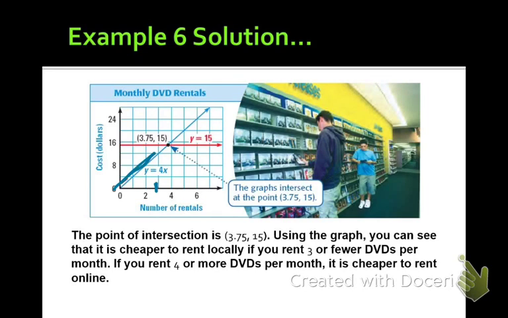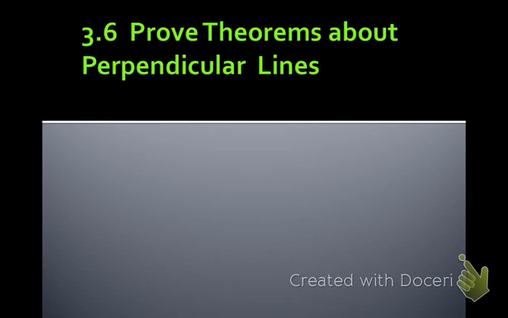This is the store cost. It's going to be better if you rent 3 or fewer. But if you rent 4 or more, then it's going to be cheaper to just use the DVD rental online, i.e. Netflix. So that's a little bit about graphing lines and how we can use the idea of graphing lines to model some real-world situations.